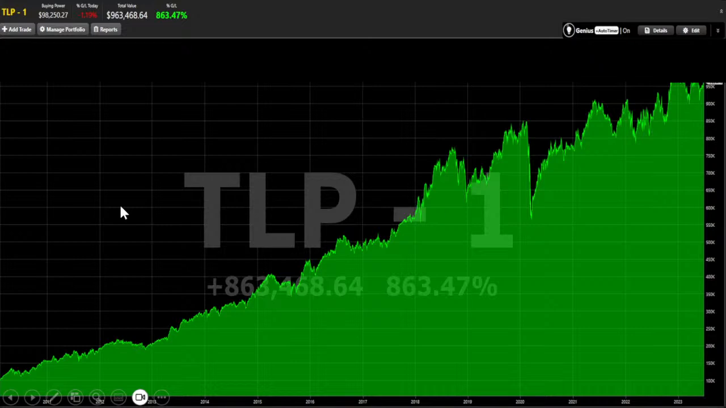So this is a long-term back test from 2010 to current, centering around the same RSI2 system that I just taught you. The difference in this long-term portfolio is the exit criteria.